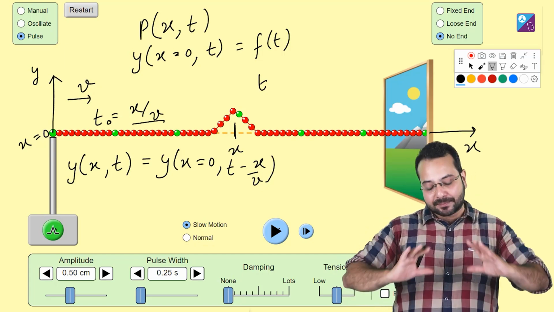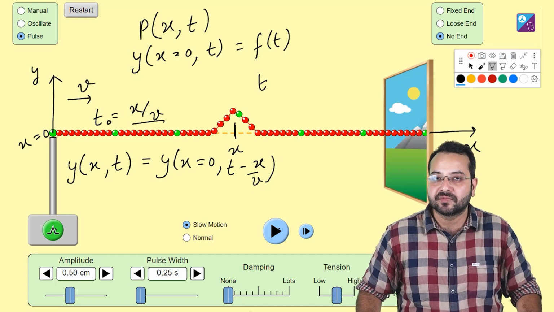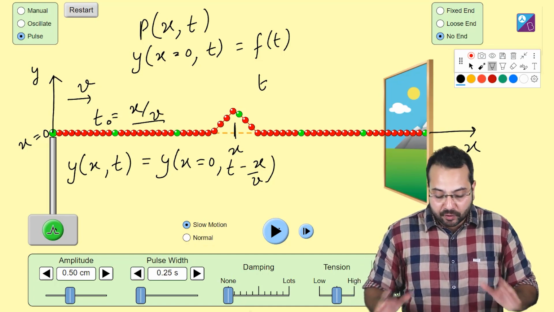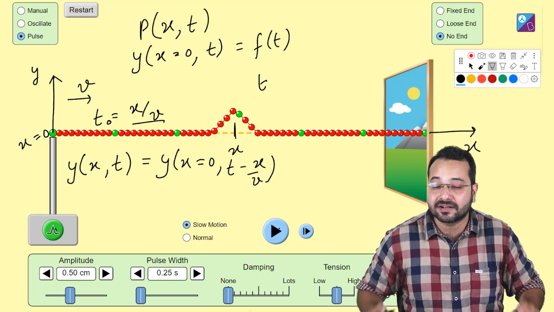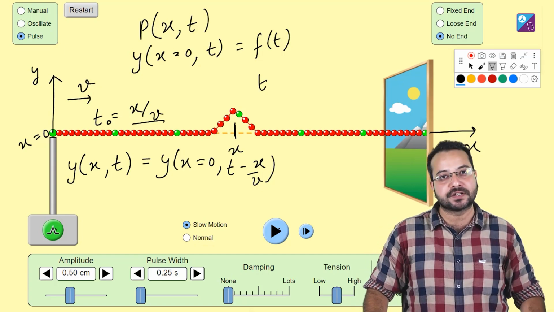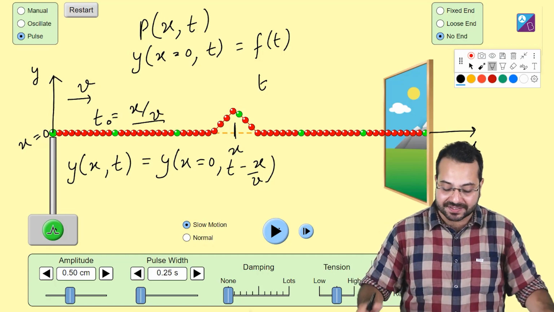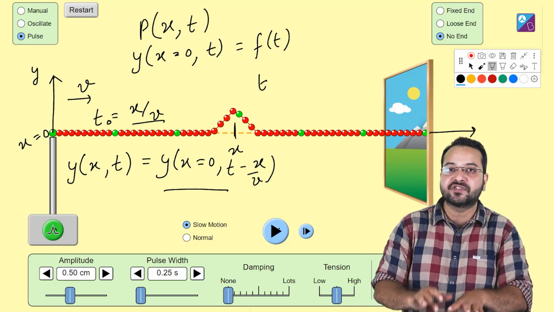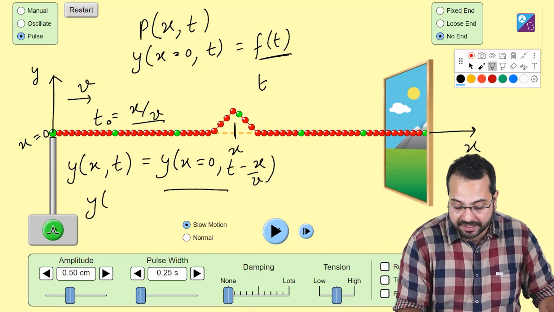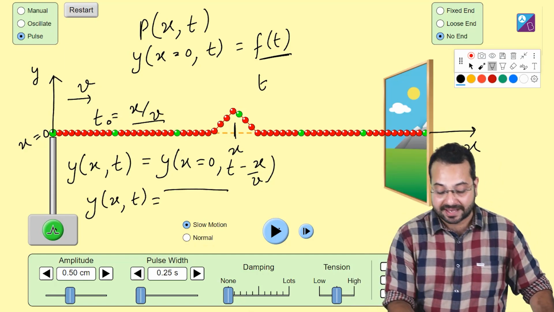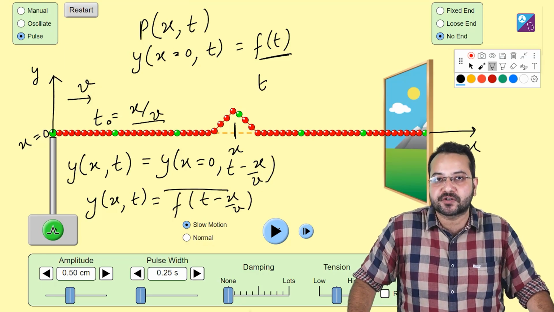Let it sink in. Let me say this again. The wave has traveled a distance x. The time it has taken would be x by v. Now the displacement of the particle at x and time t is going to be the same as the displacement of the particle at x equal to 0, but at a time x by v before, which means at a time t minus x by v. And this function we have just defined is the same function f(t), which means we can say that y(x,t) is simply going to become f(t minus x by v). And there you have the wave equation.